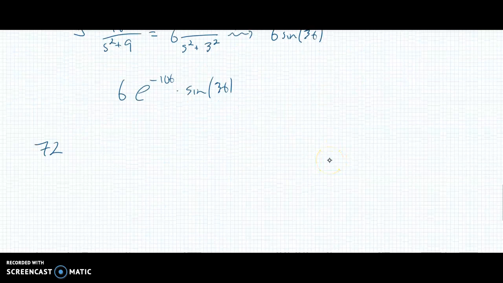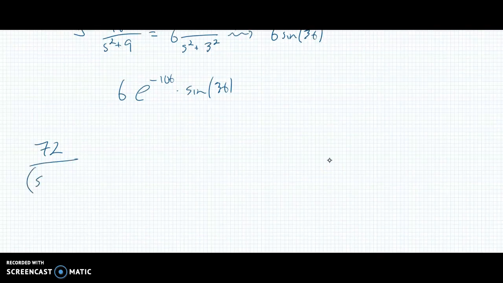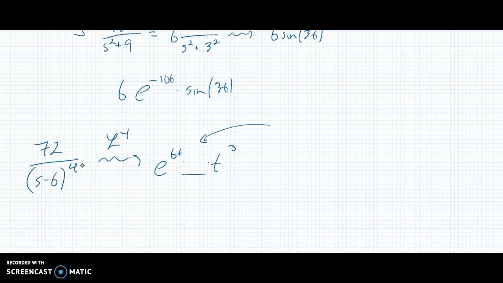Let's do 72 over s minus 6 to the fourth. See if we can do it quickly. Inverse Laplace. It's clearly an e to the 6t times, fourth power here means t cubed, and then the question is, what do I put in there? Well, in here, I'm going to put 72 divided by 3 factorial.